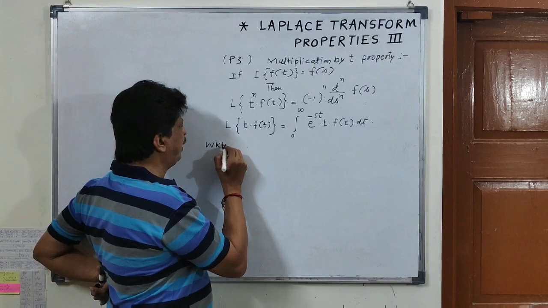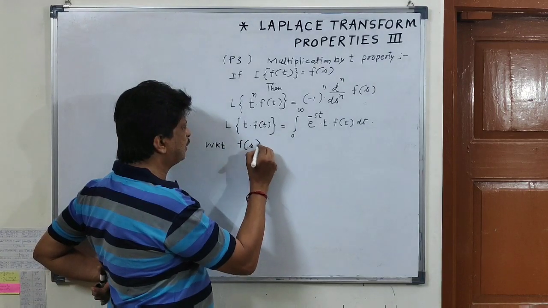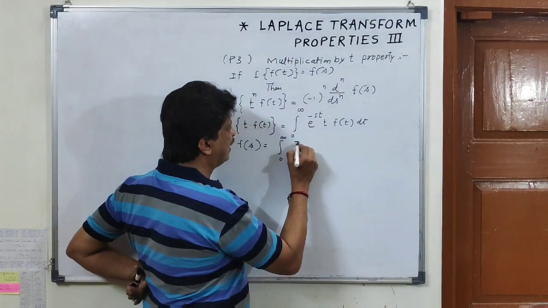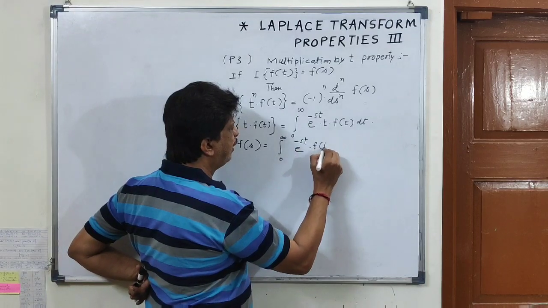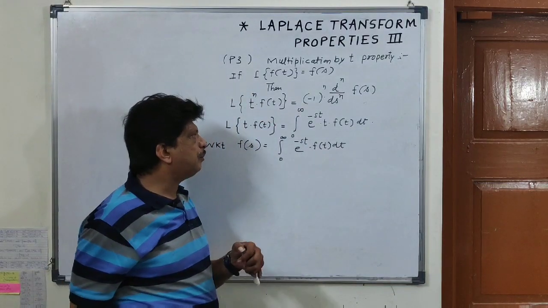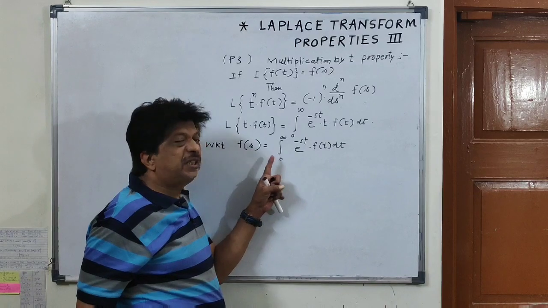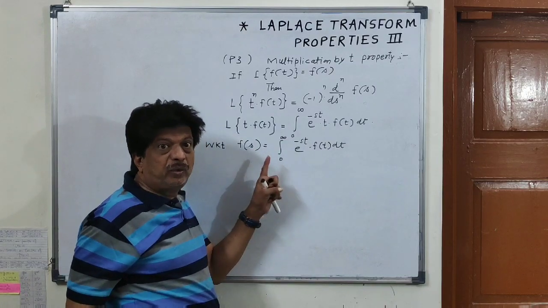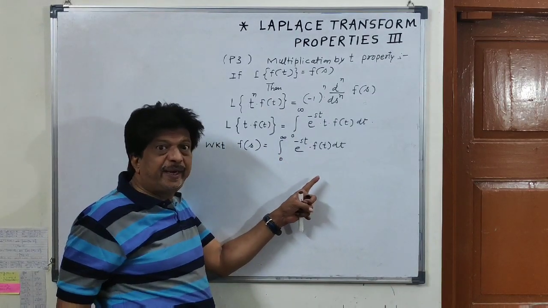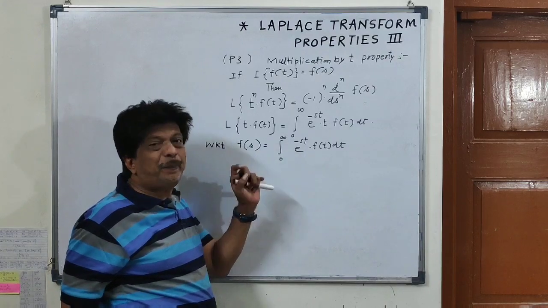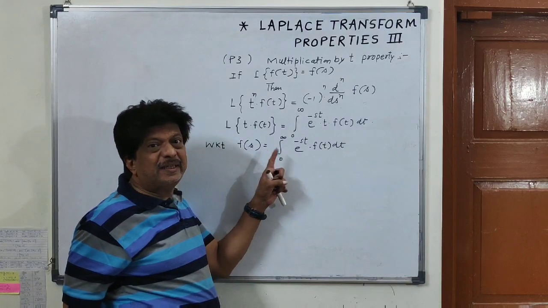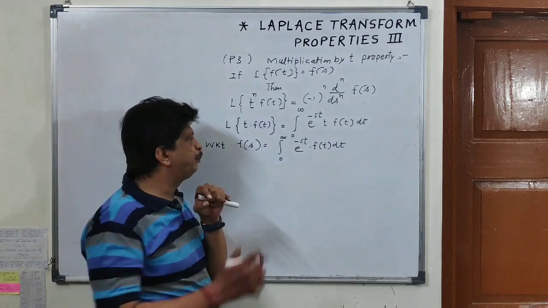We know that F of s is equal to integral 0 to infinity e raised to power minus st into f of t dt. Now, this is a definite integral. Limits are constant, 0 to infinity. Integral is with respect to t, so the variable of integration is t. But s is a parameter.